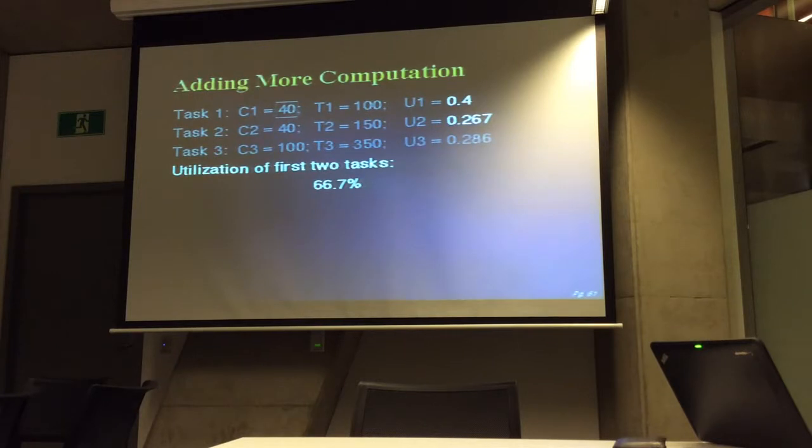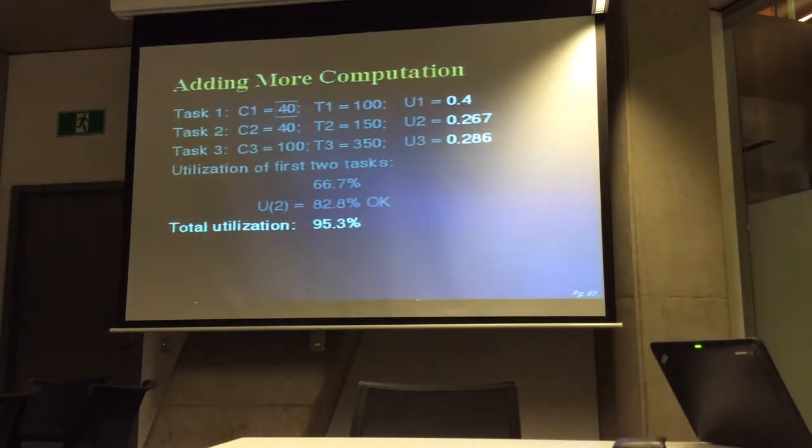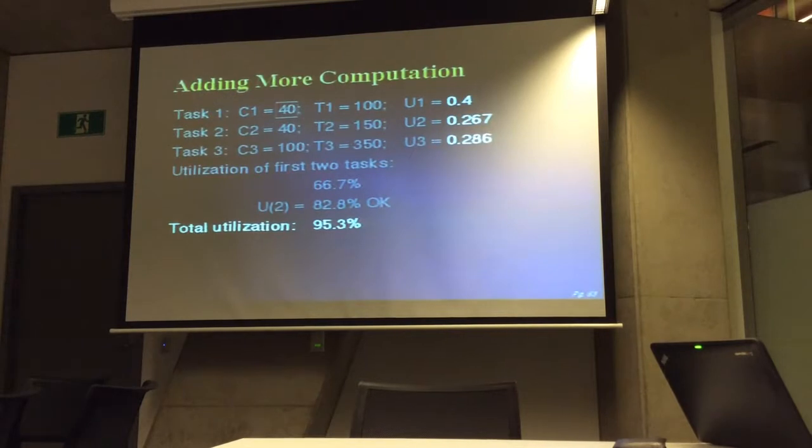U of 2, our upper bound for 2 tasks, is 0.828. But the third task gives us a total utilization of 0.953. Theorem 1's bound for 3 tasks was 0.779. Whoops. This is a point where it's appropriate to apply Theorem 2.